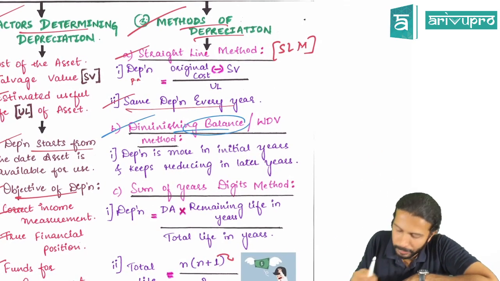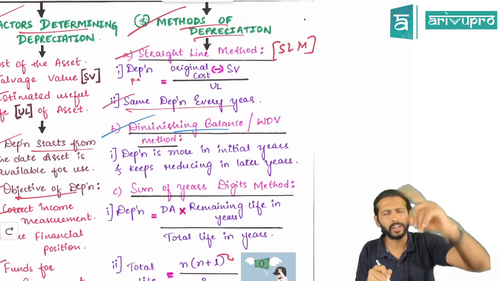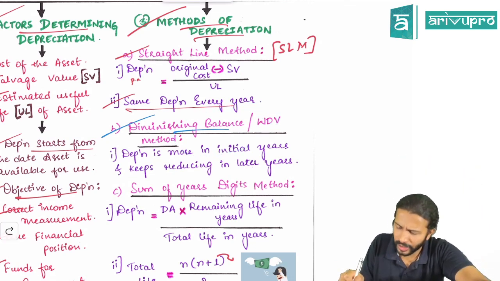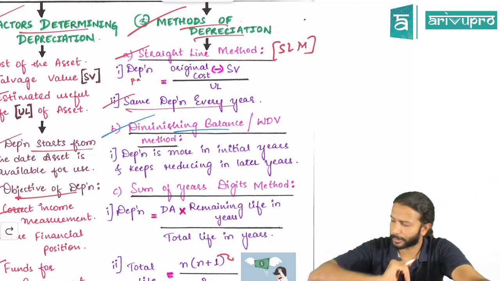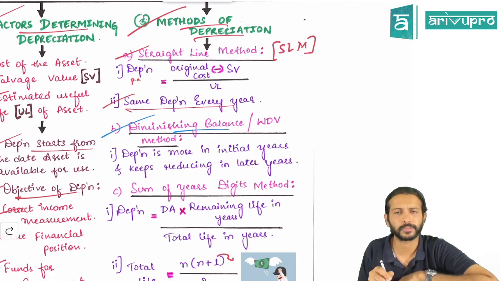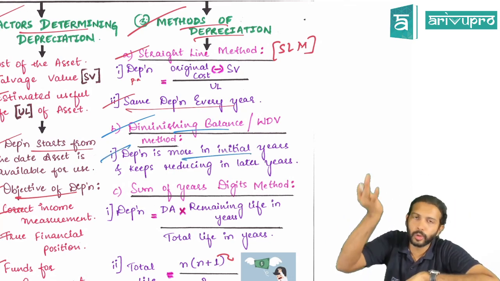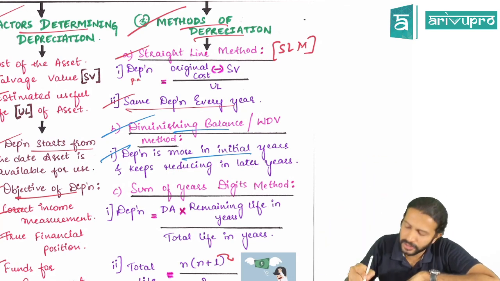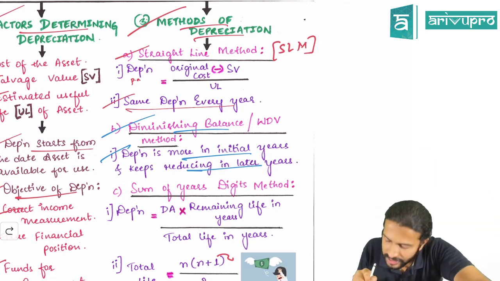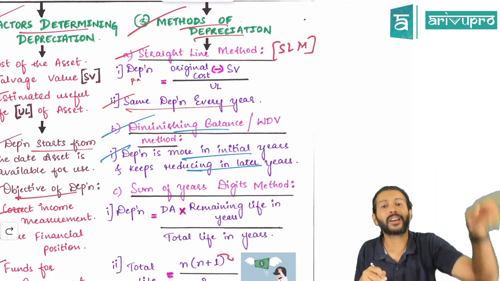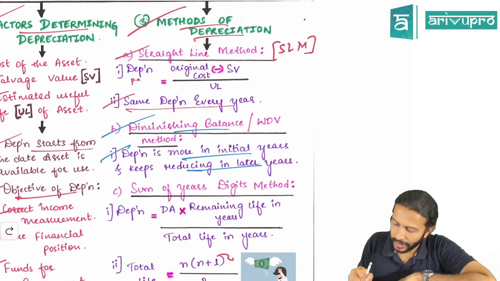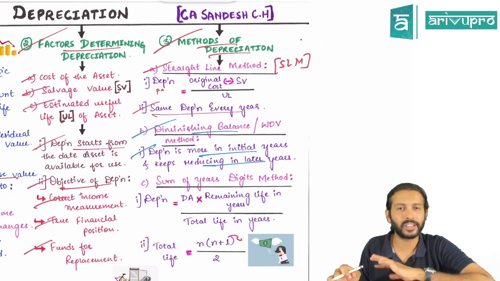Yes, that is diminishing balance method, also known as WDV method, or written down value method. Few names: diminishing balance method, written down value, that is WDV method, or reducing balance method, they say. So the name itself is saying diminishing balance method. That means depreciation in the initial years will be more. As time passes, depreciation will go on reducing. Hence, the method name is diminishing balance method or reducing balance method. Depreciation every year goes on reducing. Okay, fair enough. Now let's see how this depreciation gets reduced every year.